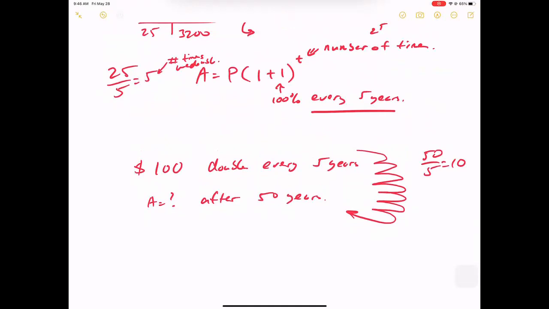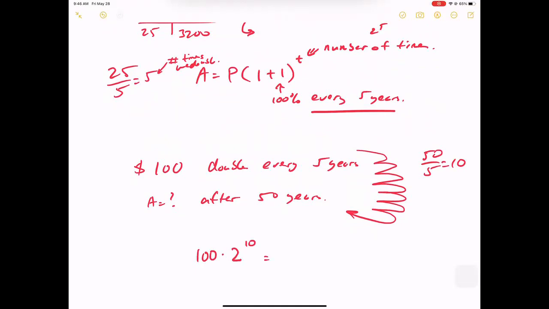So in this problem here, we can say we have 100 times 2 to the what exponent? How many times are we going to multiply this by 2? How many times are we going to double this? We're going to double this 10 times. Now this is going to be a lot of money. This is kind of a lot.